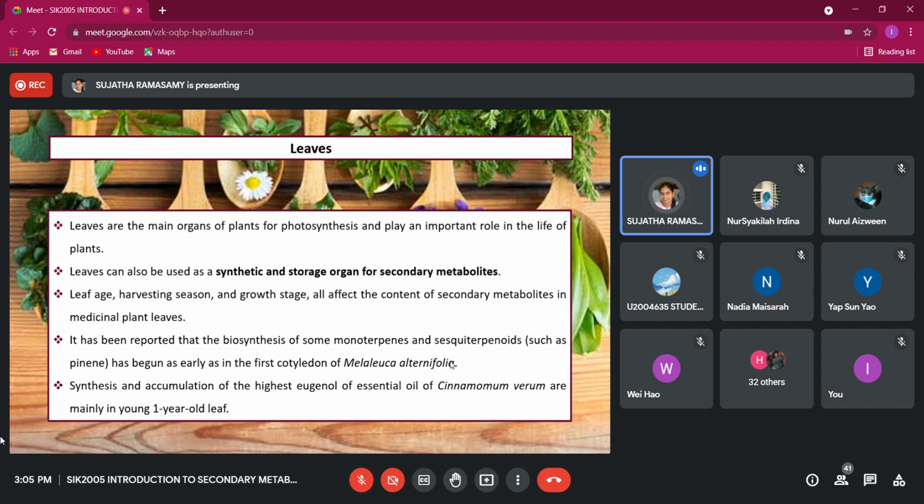Okay. Another example is on cinnamon verum. On the leaf, we are talking about the leaf. Okay, the main compound is what we call essential oil. The type of essential oil found in cinnamon verum, kayu manis, is eugenol. And in this cinnamon verum plant, the highest eugenol or essential oil is in the leaf at the age of 1-year-old leaf. Okay.